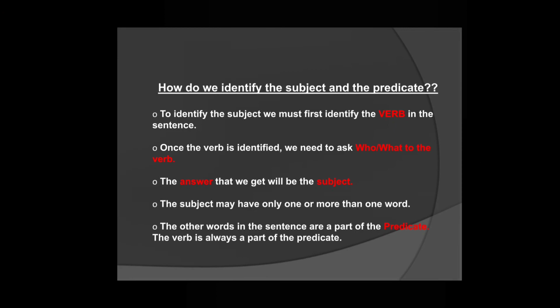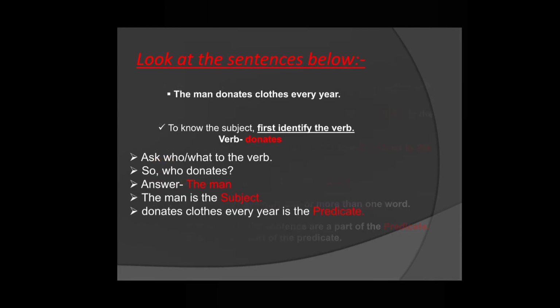So, a very important thing in case of subject and predicate is you need to know which is the word or which are the words that can be classified as verbs. Once you have identified the verb in the sentence, you need to ask who or what to the verb, and the answer that you will get gives you the subject. Once the subject is identified in a sentence, the other parts of the sentence are to be classified as a predicate. Is it clear to you, students? Now let's move on to the next slide.